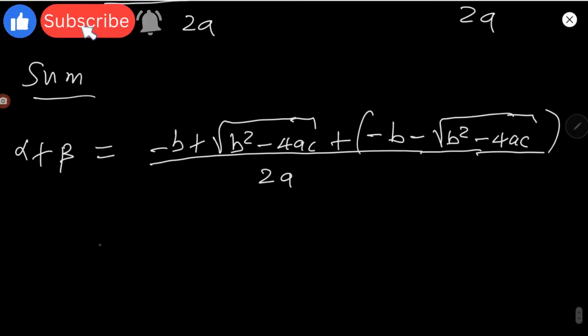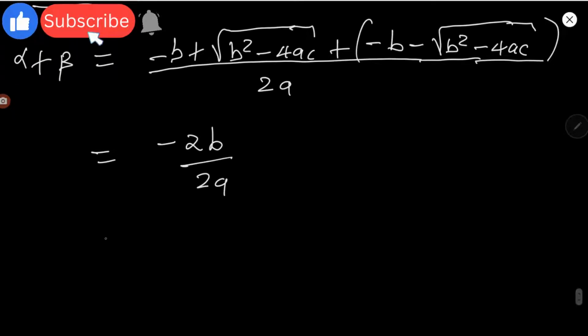So this will be equal to, so minus b plus minus b, that's minus 2b. Then this term and this term, they are the same and they are opposite signs, so they'll cancel out and we'll have a 0. So we'll just have over 2a, and the sum of the roots of this equation is going to be minus b over a. So given any quadratic equation, the sum of its roots is minus b over a.